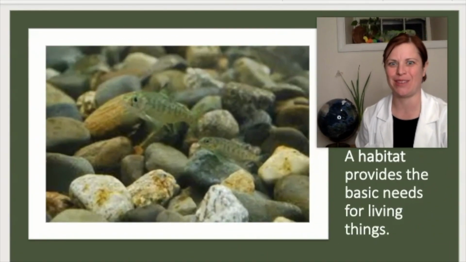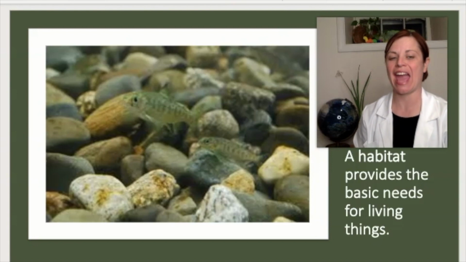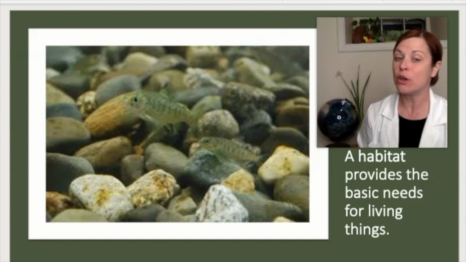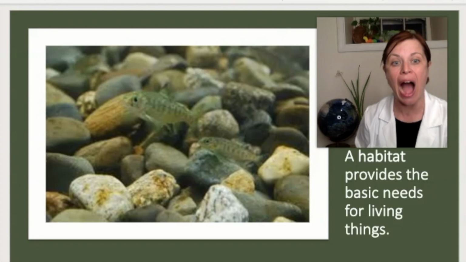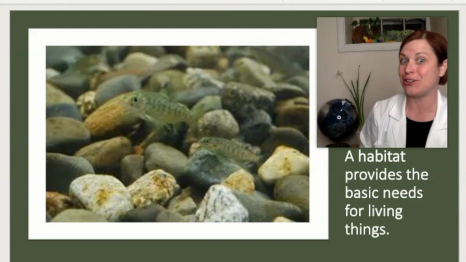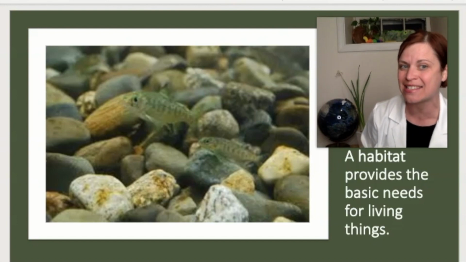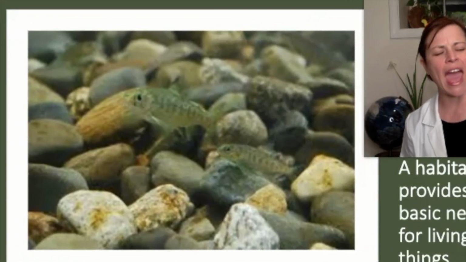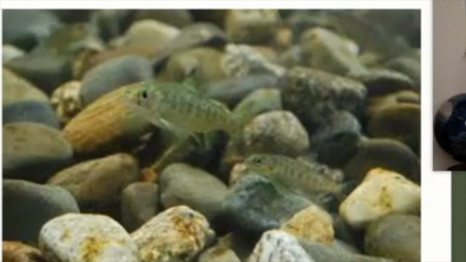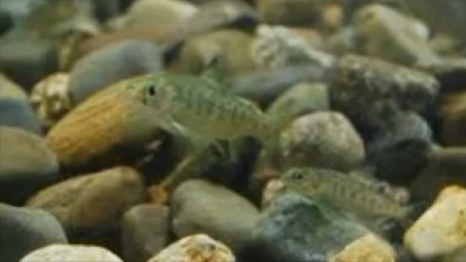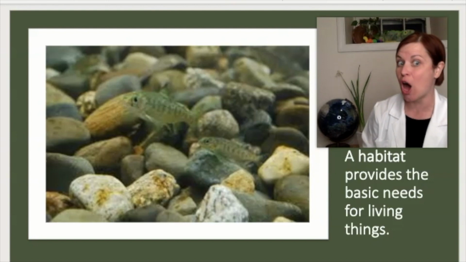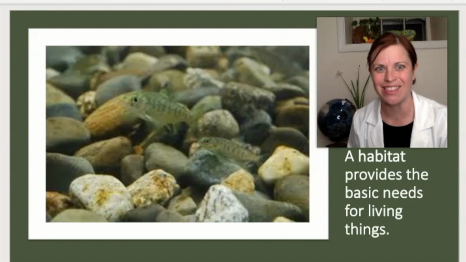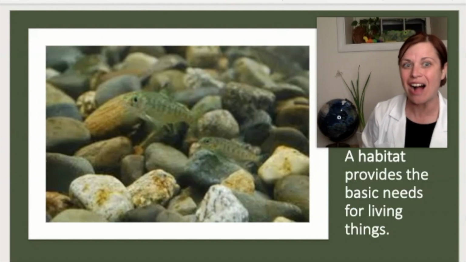Now where are we? Remember, a habitat provides the basic needs for living things. You're right. We are at the bottom of a pond. Do you see the animal in this image? There is a fish. This habitat is underwater. What do you notice has happened with this fish and those rocks? Did you observe that they are the same colors? In nature, that is called camouflage.